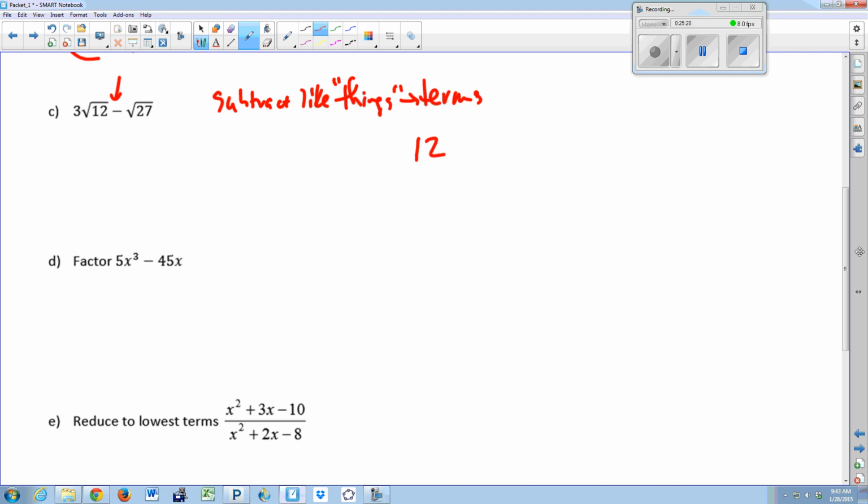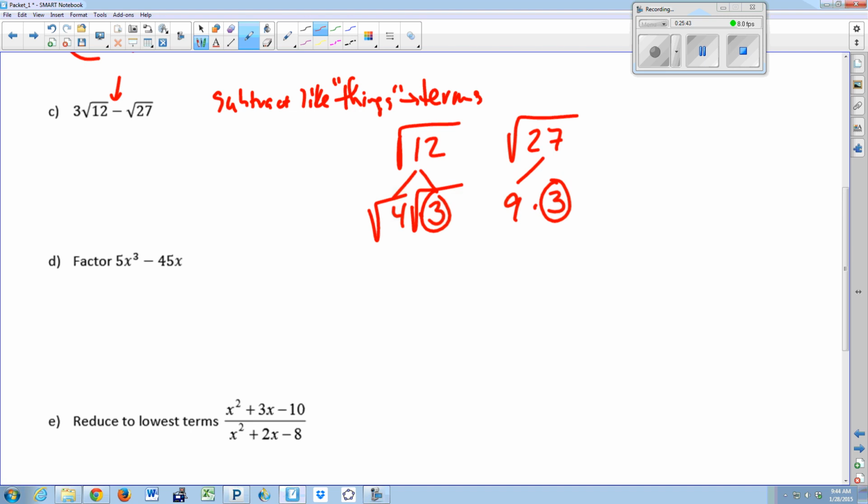Yes. 12 is which one? 12 is 4 times 3. And 27 doesn't have a 4, but guess what? 27 does have a 3. So notice if you now put the square root around each of these, you have a factor that's a perfect square in each of them. And you have a radical left that's identical, square root of 3. So this is 3 times the square root of 4 times the square root of 3 minus the square root of 9 times the square root of 3.